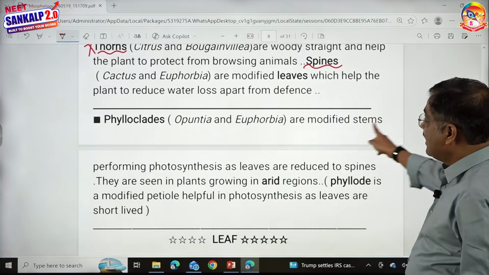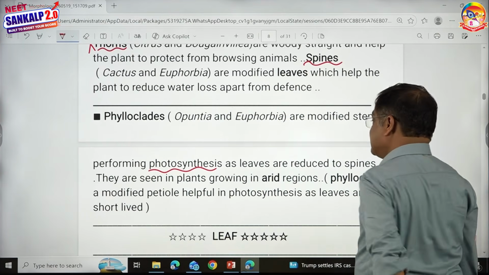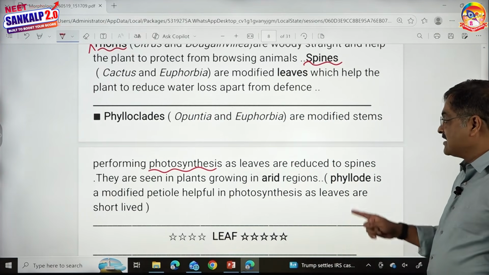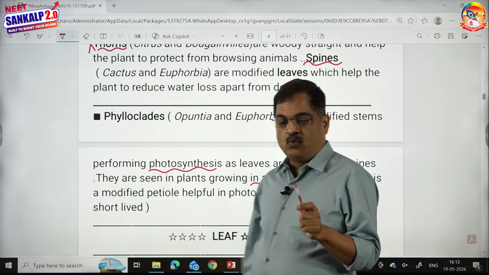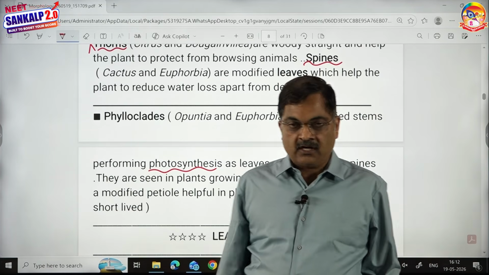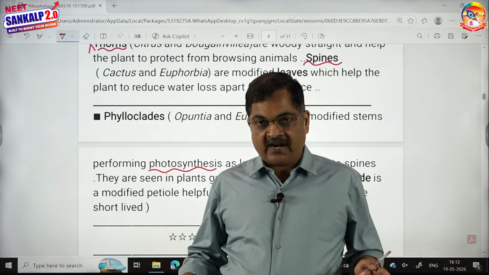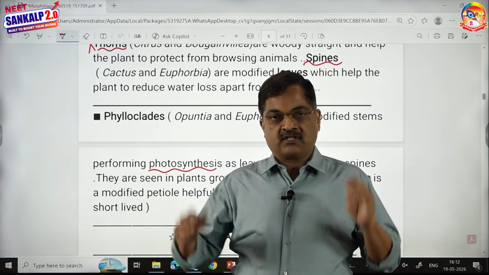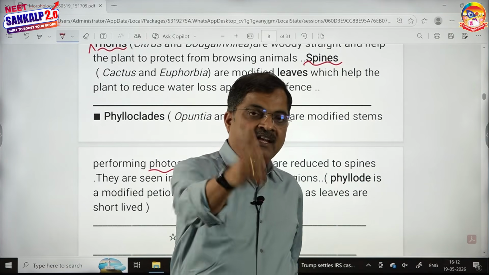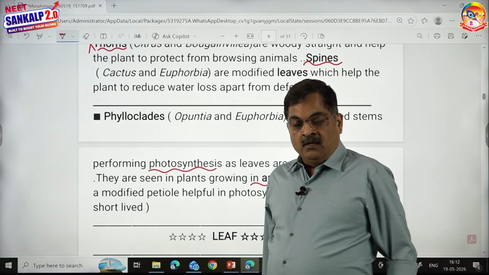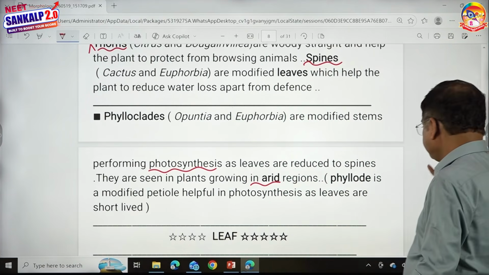Phylloclades. Phylloclades are modified stems performing photosynthesis. As leaves are reduced to spines, they are seen in plants growing in arid regions. Tricky question. What is the job of phylloclade in Opuntia? Don't say it does the job of reducing water loss. Not at all correct. It does the job of photosynthesis. Then who does the job of reducing water loss in phylloclades? It is the spines. So the job of spine is to reduce water loss, not phylloclade.